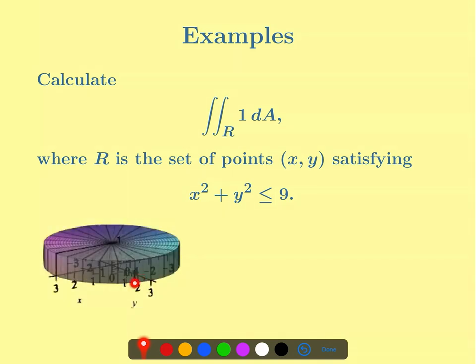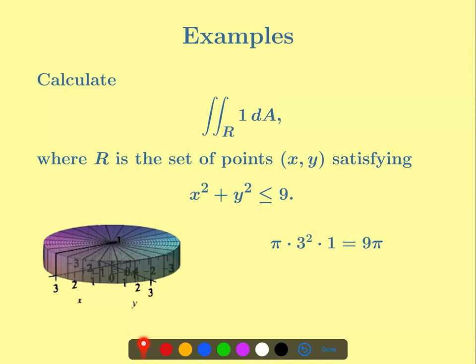We have a circle in the xy plane, and we're going straight up to z equals 1, and we're going to have a thin cylinder then of height 1. So the value of this double integral is simply the volume of the cylinder. The volume of a cylinder is pi times the radius squared times the height. So we're going to have pi times 3 squared times 1, and that's going to give us 9 pi. So 9 pi is the value of this double integral.